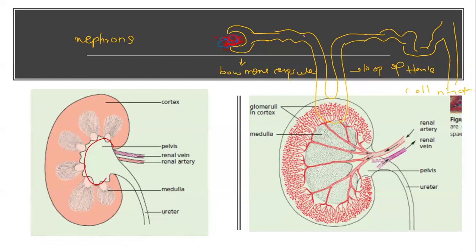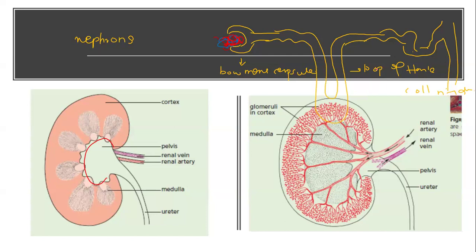Then the Bowman's capsule continues on to make a loop, which we call the loop of Henle. And then the loop of Henle continues on and on until it joins together to give you a collecting duct. And that collecting duct is basically going to pass on the waste products, the urine, to your ureter, and the ureter will carry it to the bladder, sorry, and it's going to be removed from the body. Okay, so this is what a nephron is.